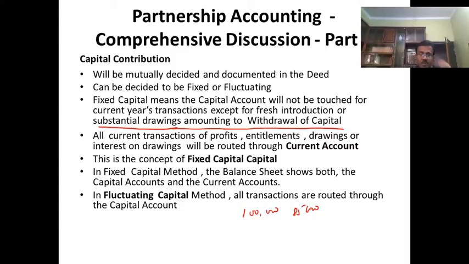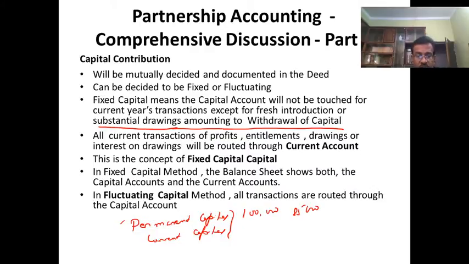In the fluctuating capital method, all transactions are routed through the capital account. So, you just break up the capital into two parts. One is the permanent capital, one is the current capital. Basically, you are breaking up the capital into two parts. One is the permanent capital, one is the current. So, this is the concept of fixed capital and current account.